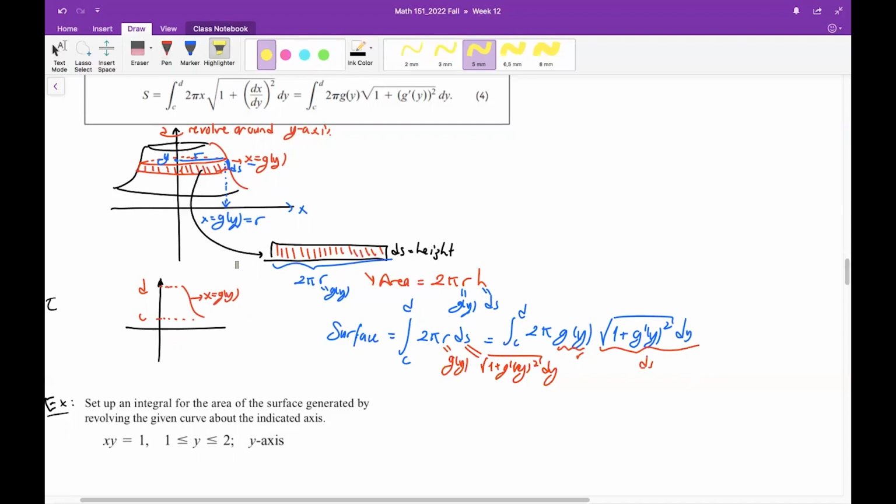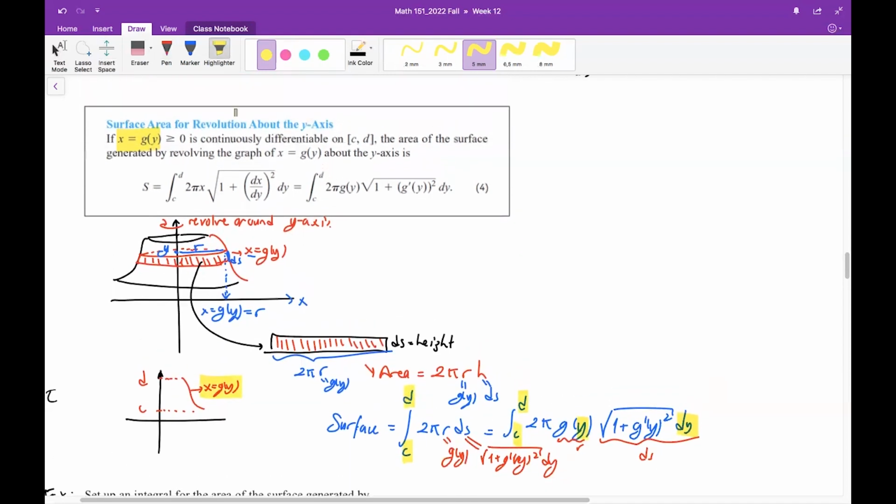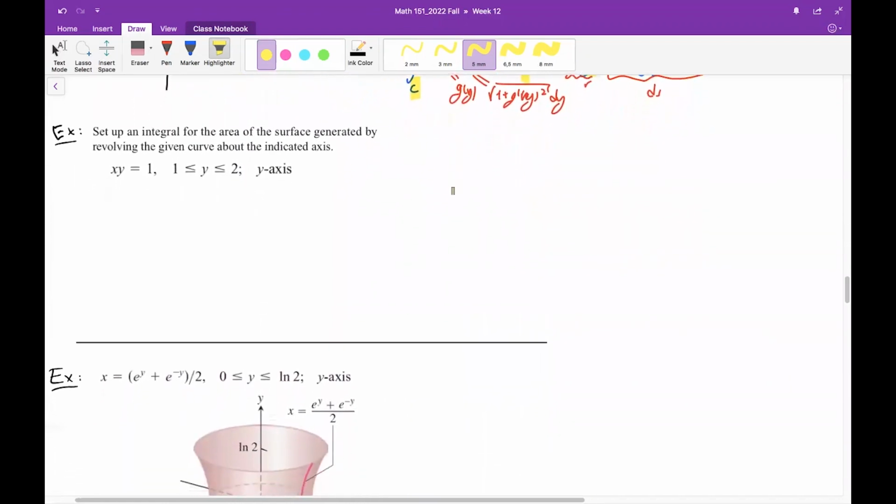And as you can see in this setting, where your function is given as x equals g of y, the integral and everything is with respect to y. You are putting the y boundaries and so on. Okay, this is the case where the integration is with respect to y and you put everything in terms of y inside your integral. Okay, let's apply these two ideas.